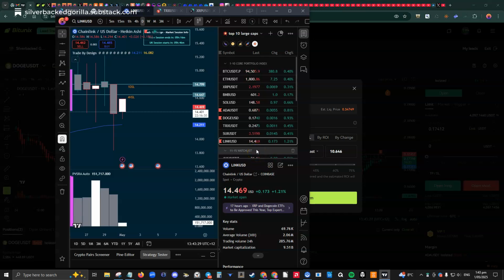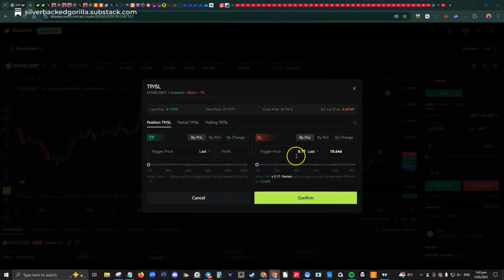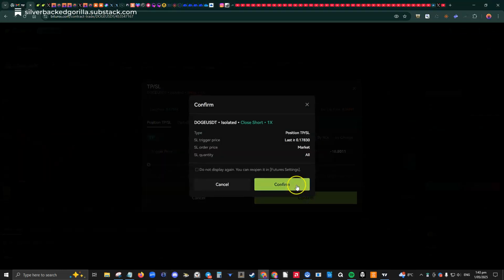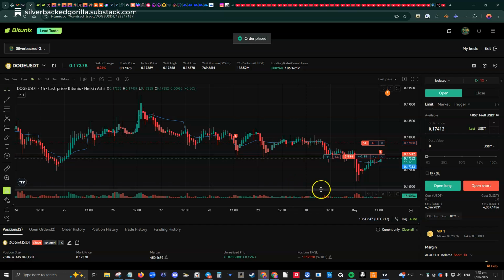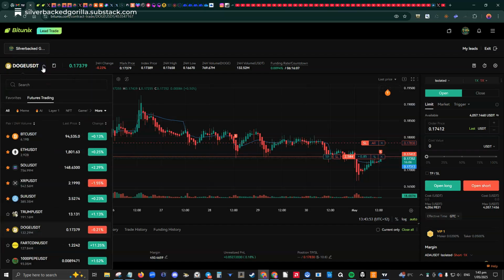14.799. Right, so what was this? This was the Doge stop loss, wasn't it? Yeah, Doge was 17.83. Confirm. Sorry to be all over the place. There you go. So I've got my stop loss there. Okay, the next one to go and enter is Link.